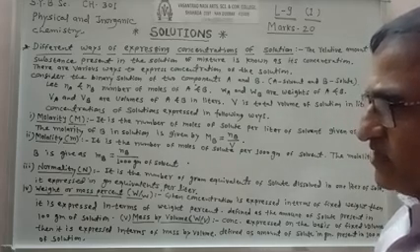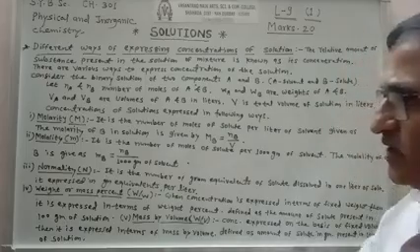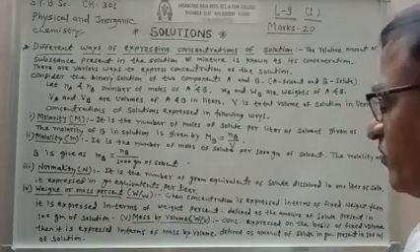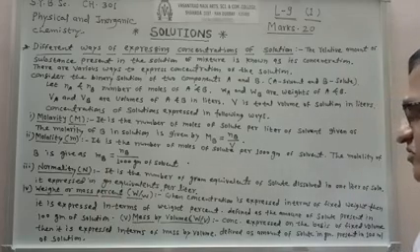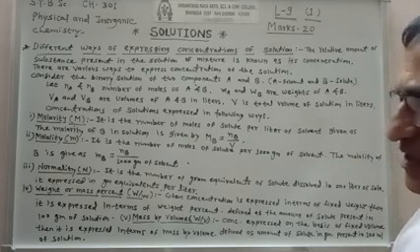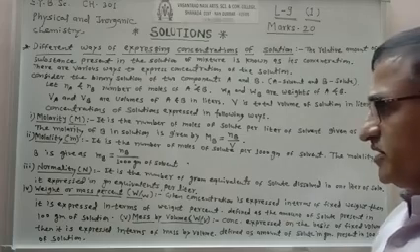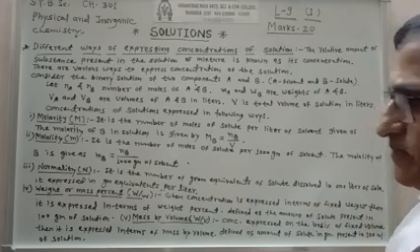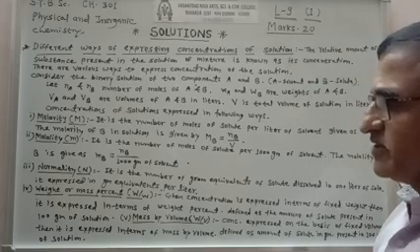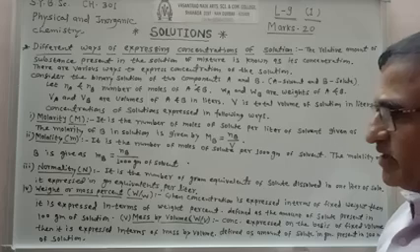Third term is normality. Its symbol is capital N. It is the number of gram equivalents of the solute dissolved in 1 liter of solution. It is expressed in gram equivalents per liter. So this is the third term for expressing concentration, that is, in terms of normality.